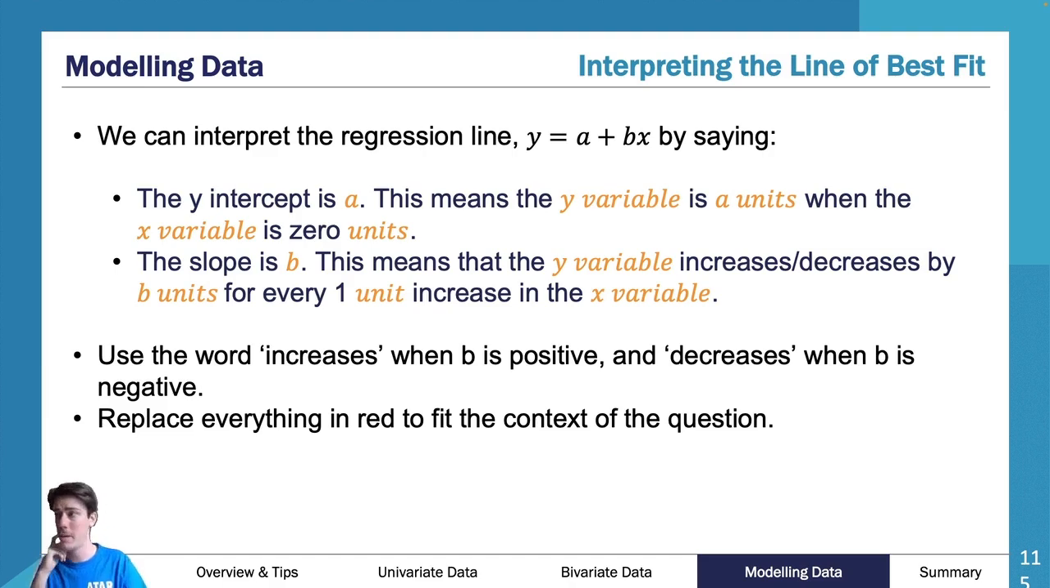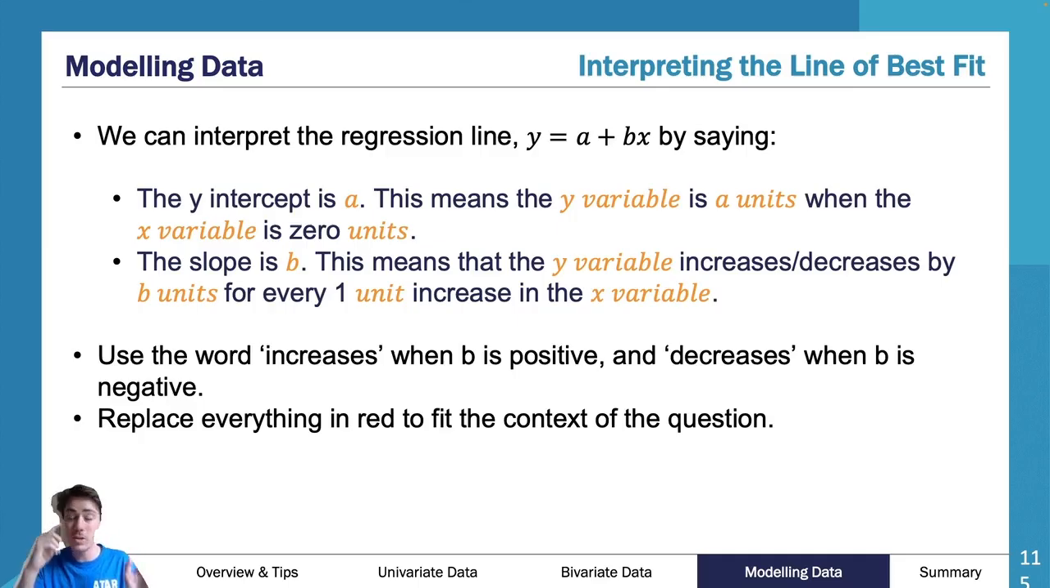And if I'm talking about, again, weight and height, remember that weight was my response variable. So weight was on my y-axis. So my y-intercept is, let's say A is 15. I say 15, and then weight, maybe it's in kilograms, is at 15, full stop. This means the y variable, which was weight, is 15 kilograms.